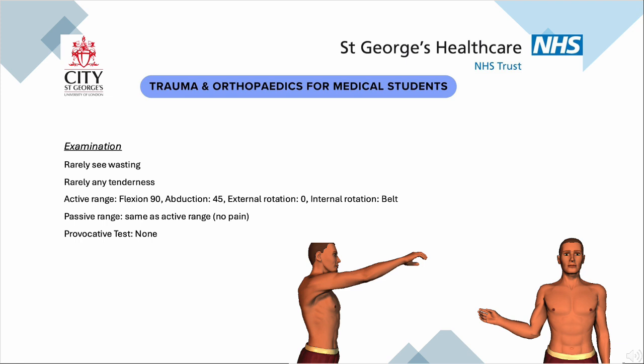In the examination, you rarely see any wasting. There's rarely any tenderness, but if you get them in the early phase, the axilla may be a little bit uncomfortable. Typically, when they're properly stiff, they have 90 degrees of active flexion, about half that much abduction, no external rotation, and they can reach behind the back, typically to about the buttock or the belt. And importantly, the passive range is the same as the active range, but it doesn't hurt once they're over the painful first 6 months. There are no clever or provocative tests that you can do for frozen shoulder.